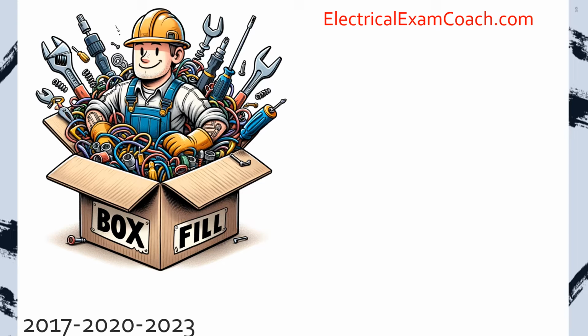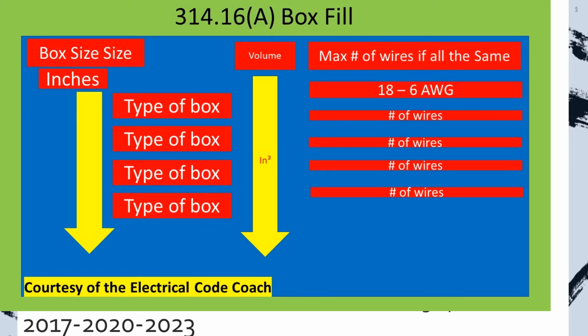Today we're going to be learning all about box fill. We're going to be in section 314.16, and we have two primary tables that we're going to be using. The first one that we're going to cover is 314.16(A). Let's get to it. On the left-hand side is going to be our box size in inches.